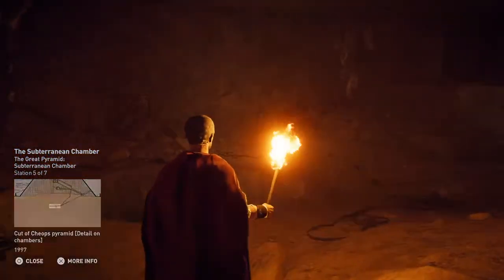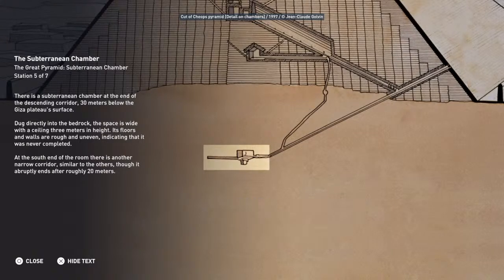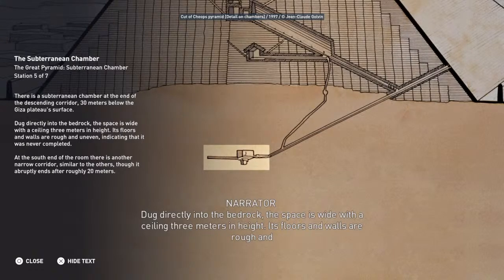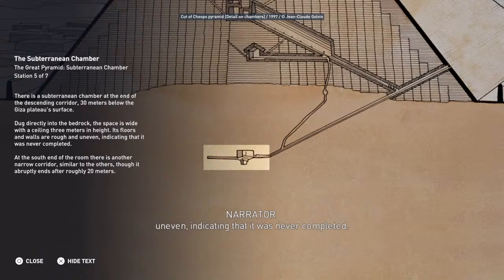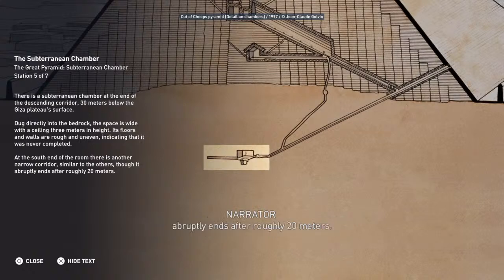There is a subterranean chamber at the end of the descending corridor, 30 meters below the Giza Plateau's surface. Dug directly into the bedrock, the space is wide with a ceiling 3 meters in height. Its floors and walls are rough and uneven, indicating that it was never completed. At the south end of the room, there is another narrow corridor, similar to the others, though it abruptly ends after roughly 20 meters.